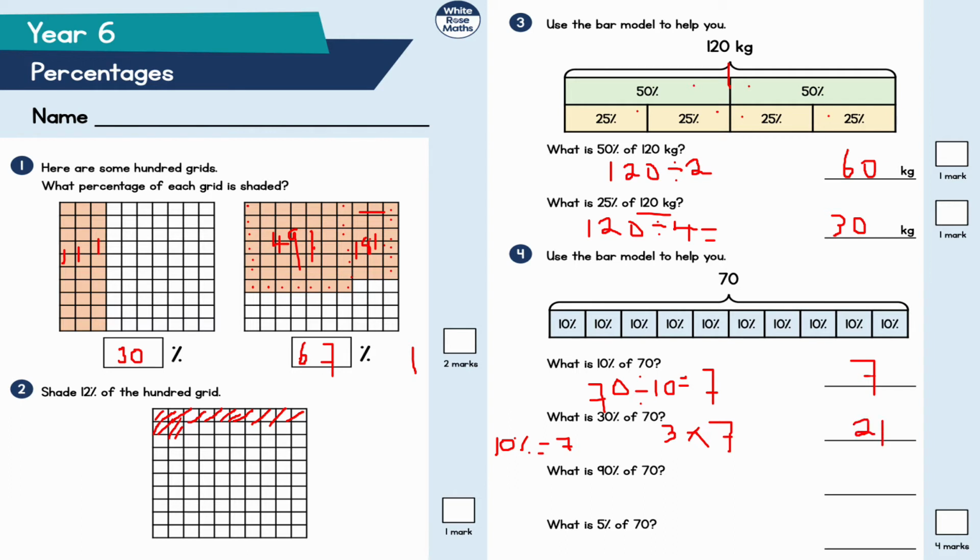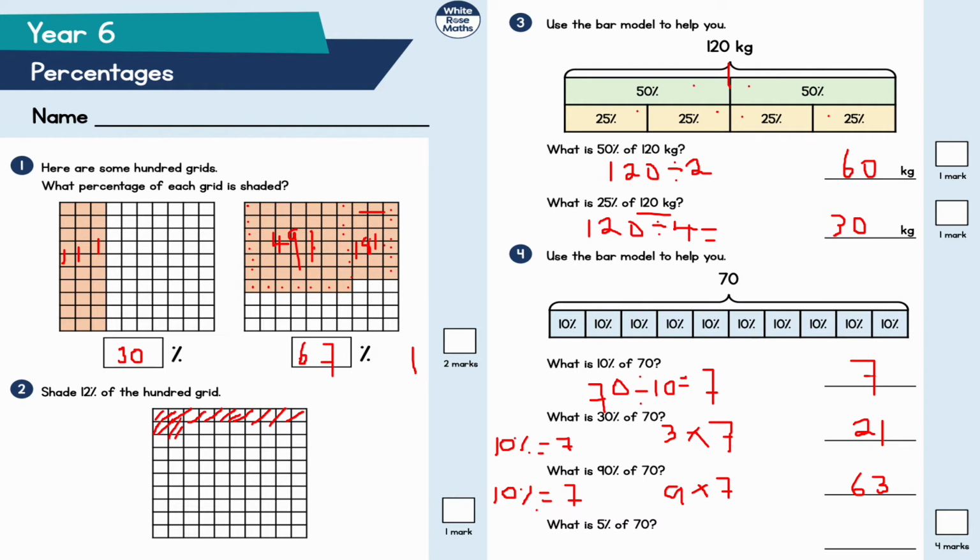Next question. What is 90% of 70? Well, 10% of 70 is equal to 7. So 90% will be 9 lots of 7. So 9 times 7. And 9 times 7, we should know, is 63.